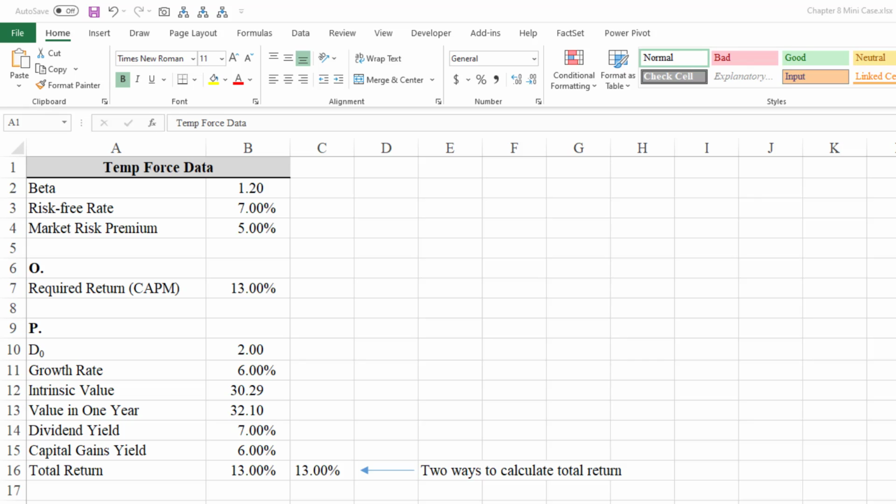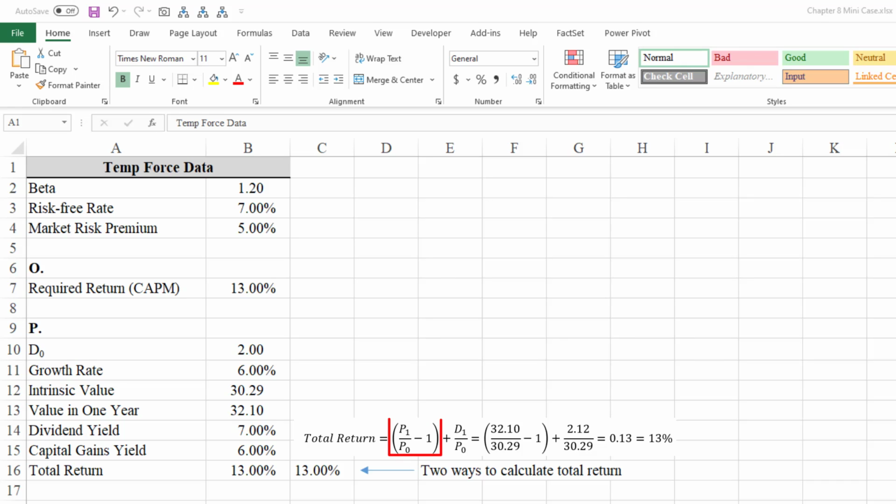Now, in part 3, they ask, what are the expected dividend yield, the expected capital gains yield, and the expected total return during the first year? So let's talk about this for just a second. The expected dividend yield is simply next period's dividend, $2.12, divided by the current price, which is 30.29. That gives us about 7%.